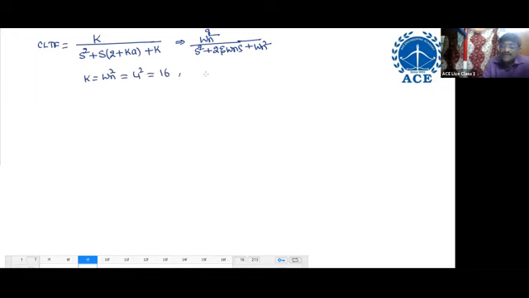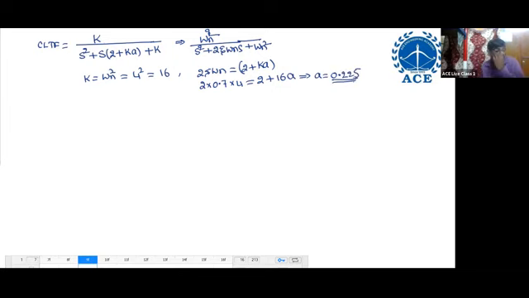Next, 2 zeta omega n equals what? 2 plus Ka. 2 into zeta. Zeta is given as 0.7, omega n is given as 4. Equal to 2 plus Ka. K is 16. Find the A value. If you solve for A, you will get 0.225. A is 0.225. That's all.